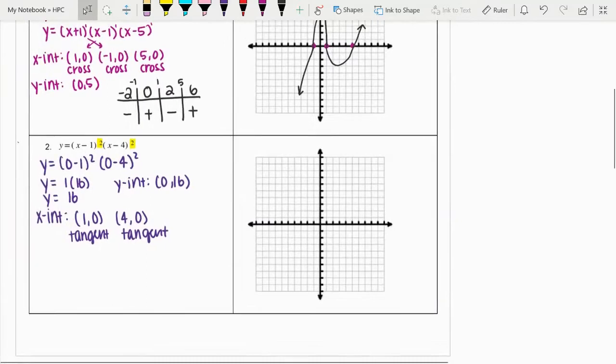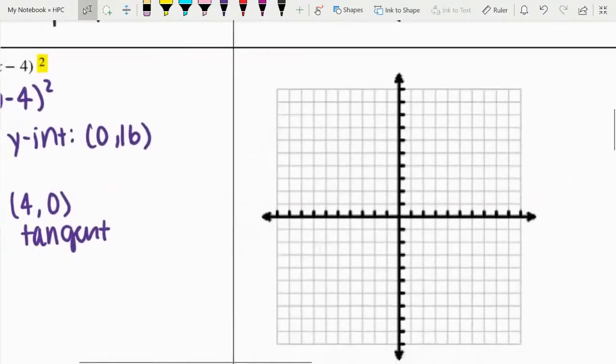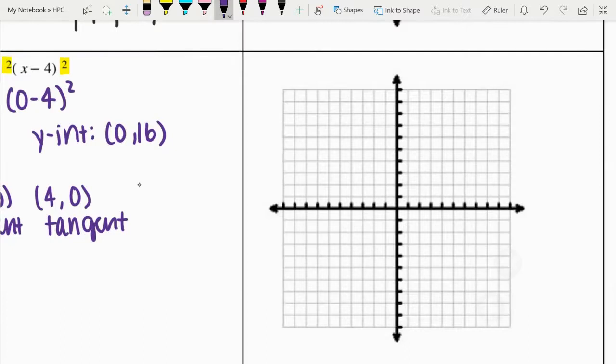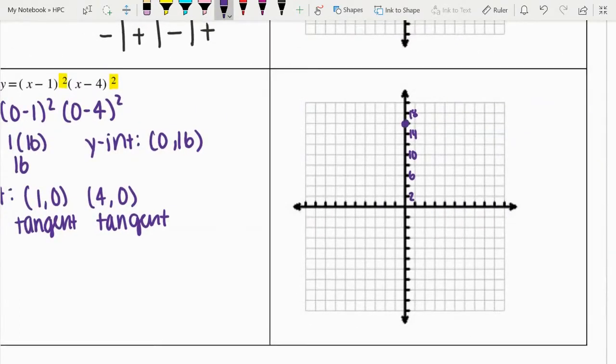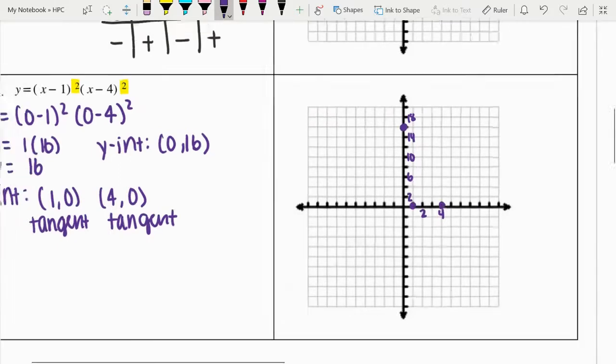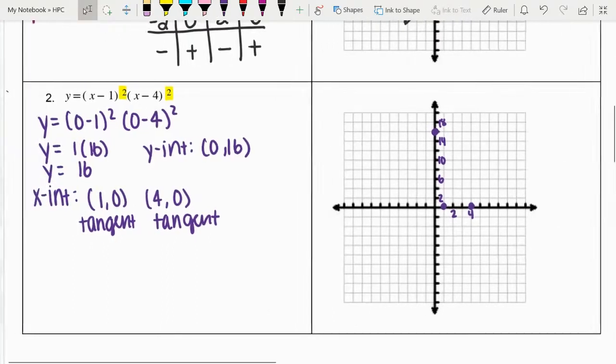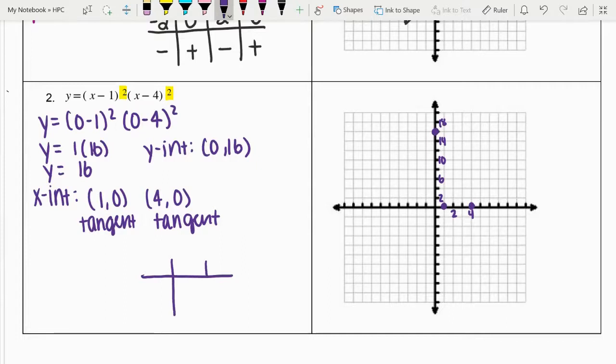Okay, let's go ahead and label our axes. So for my y-axis, I'm going to increase by 2. Okay, so my y-intercept will be right here at (0, 16). Then for my x-axis, I'm just going to increase by 1 each time. So I would have my x-intercept at (1, 0), and then at (4, 0). So again, we're going to have to test some values.